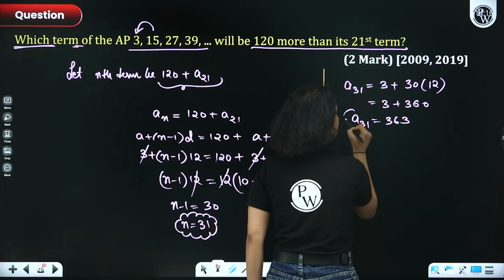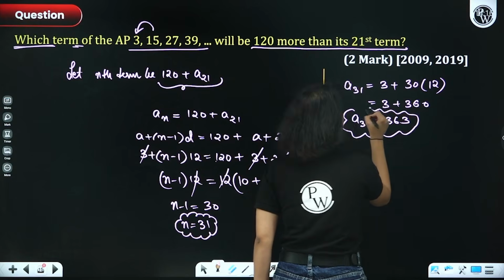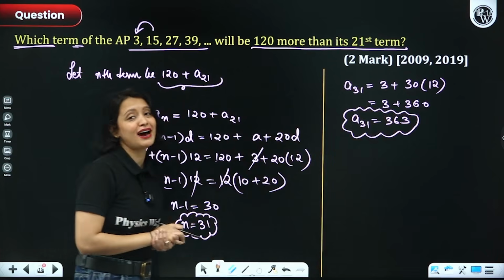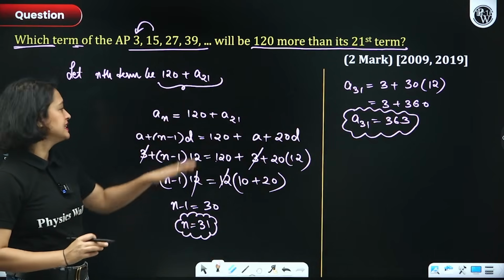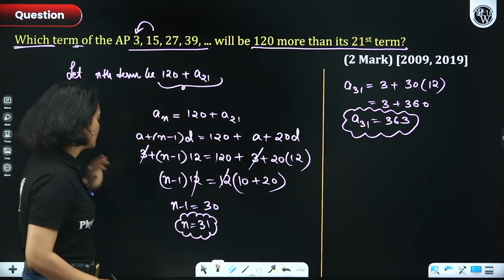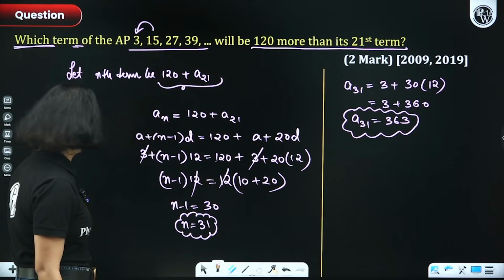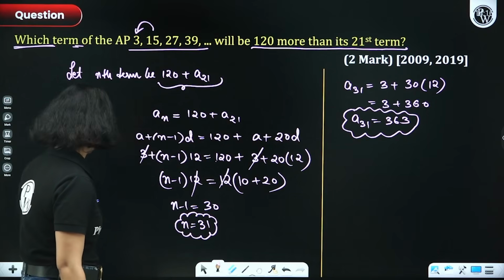31st term is what? 363. So this we did just to make sure that our marks are not deducted. Okay? Simple? Okay. So with that, let's move on and do the next problem.